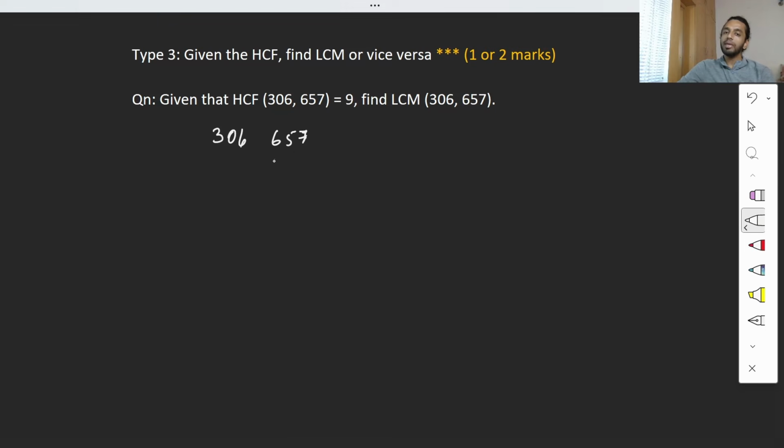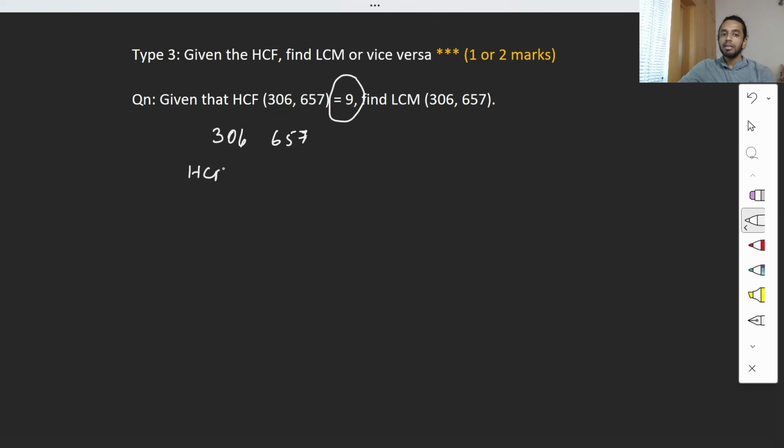We know how we can find LCM from the previous concept, that is, we prime factorize, then we write the factors, take all the factors and take the highest powers. But that is not how we are going to do it here, because the value of HCF has been given. We are going to directly solve this problem using the verification step.